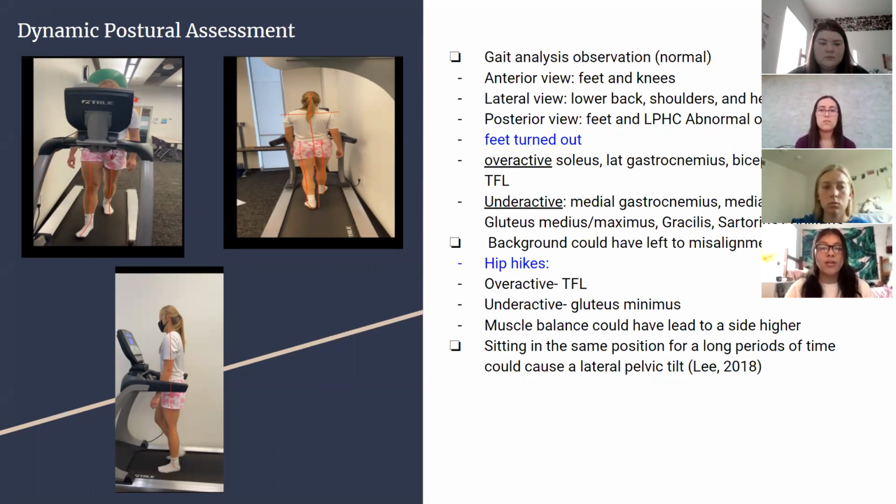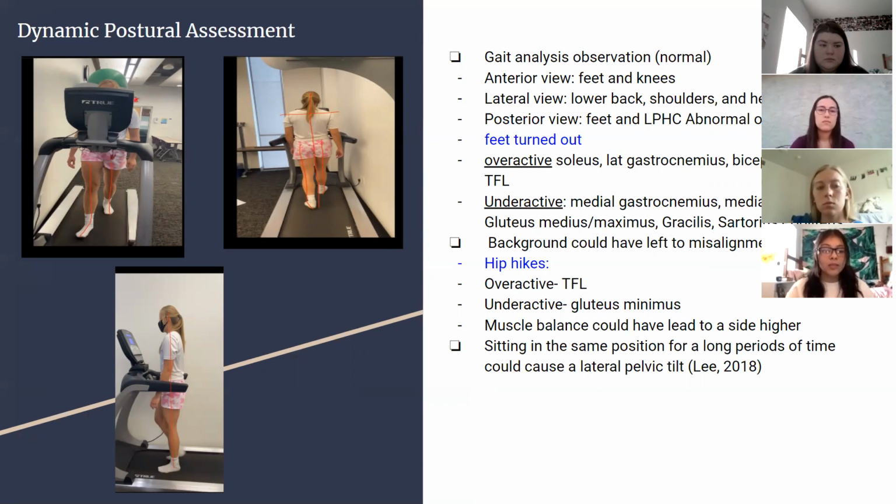And based on our client, her feet are turned out, which could essentially mean overactive muscles. Could be the soleus, the lateral gastrocnemius, biceps femoris, or the TFL. As for underactive, they could be the medial gastroc, the medial hamstring, gluteus maximus. And based on her background, we notice that it could be the reason why her feet are going out is due to sitting so much. When one is sitting too much, her hips are lengthened, and due to this, it could lead to a weakness.